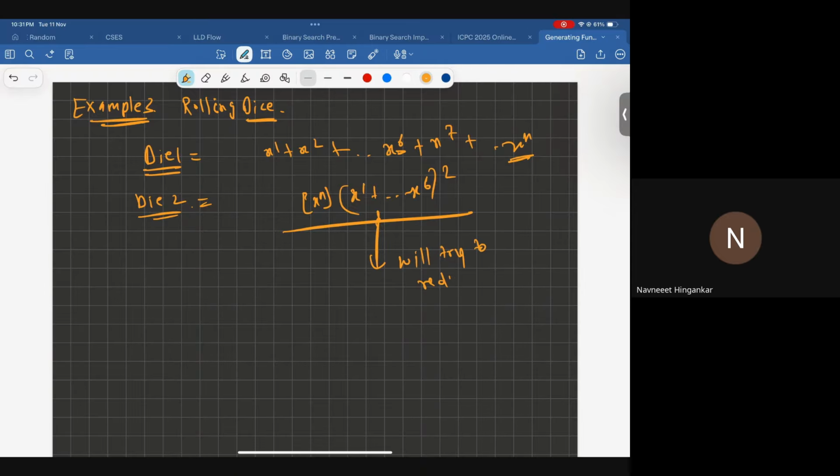Will try to reduce the equation, and you don't even need to think about that. You just need to give it to Gemini or Wolfram Alpha, and it will solve it for you.